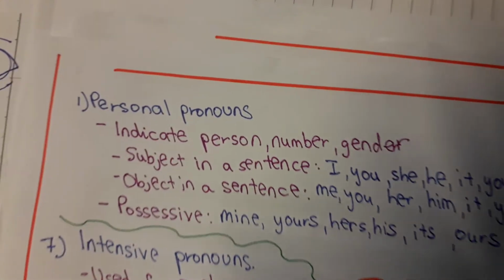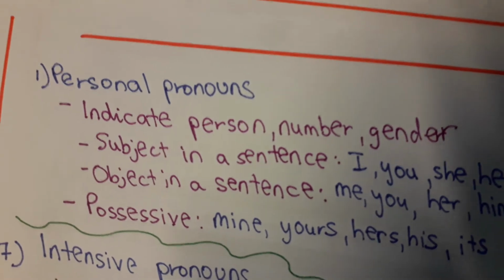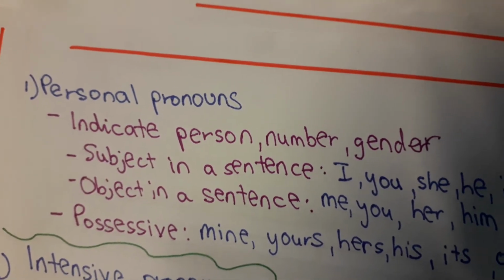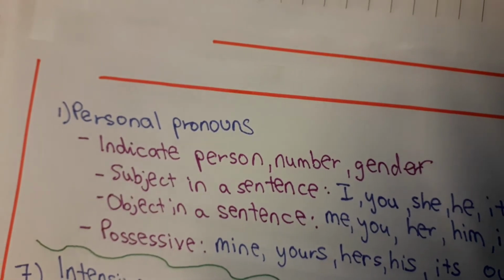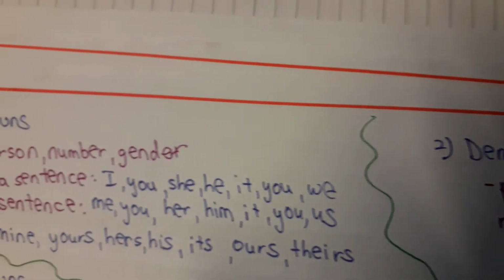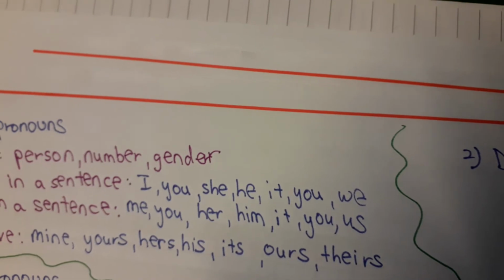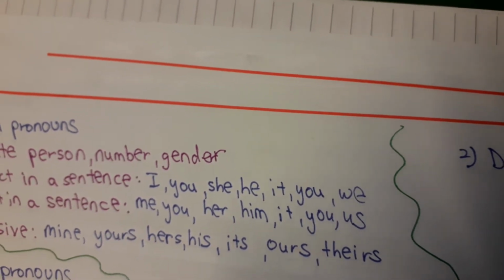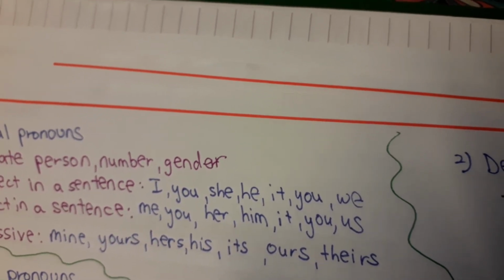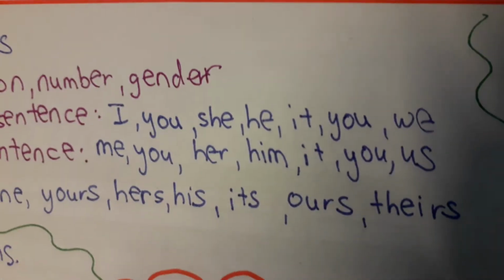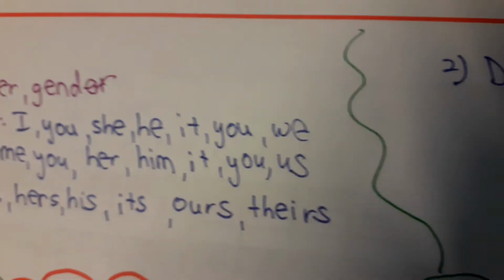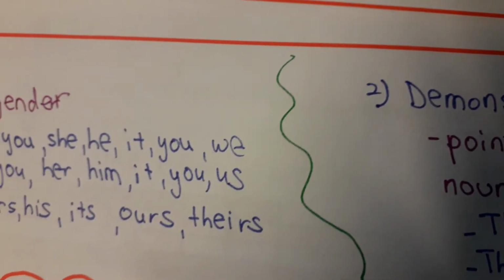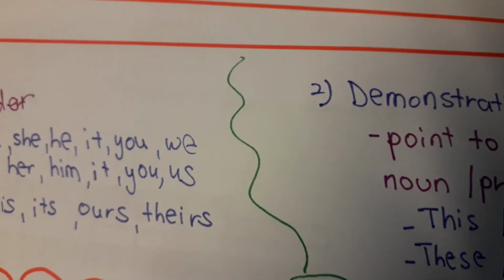Now those that are objects in a sentence, that means in the second half of a sentence. Examples of personal pronouns which are object personal pronouns are me, you, her, him, it, you, and us.